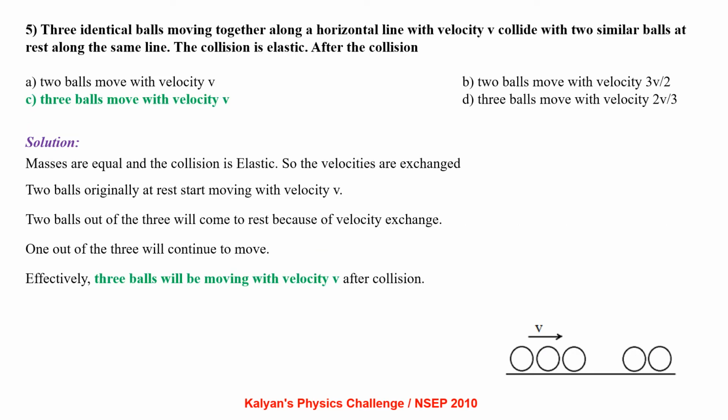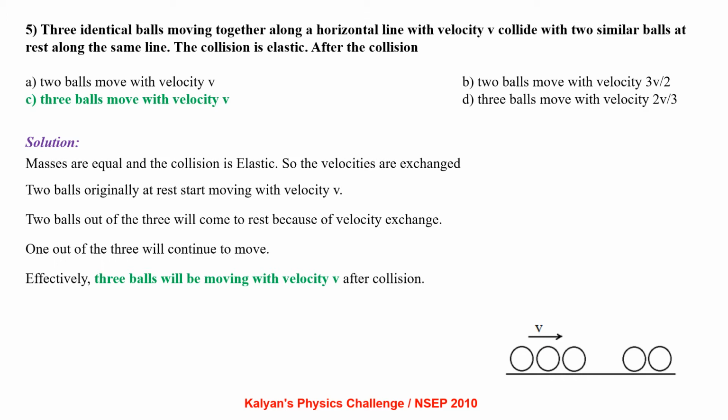Three identical balls moving together along a horizontal line with velocity v collide with two similar balls at rest along the same line. The collision is elastic. After the collision: two balls move with velocity v, two balls move with velocity 3v by 2, three balls move with velocity v, or three balls move with velocity 2v by 3.